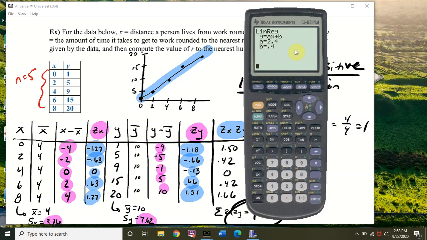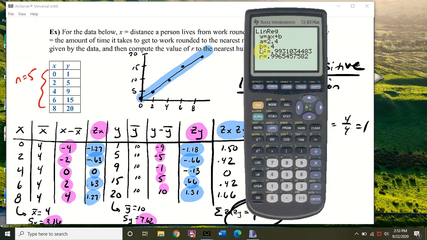What my calculator should be showing me is the R value, and it's not. So if yours is not as well, we have to go in and turn our diagnostics on. You should only have to do this once. To do that, you go second 0. This brings up a catalog of functions the calculator has. It's alphabetical. You go down to diagnostics on. Okay, hit enter a couple times. Once, twice, it should say done.